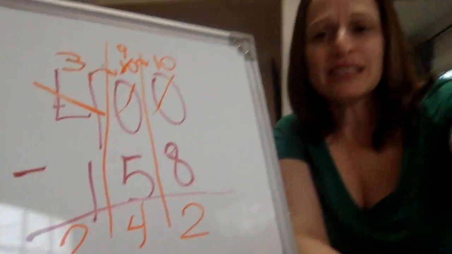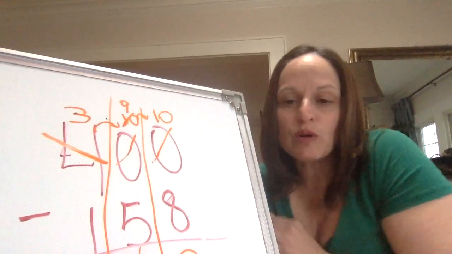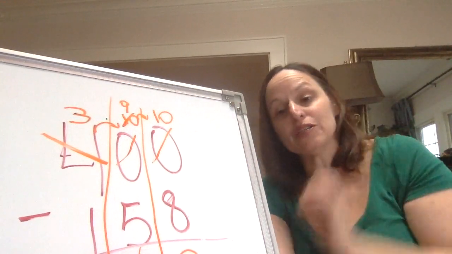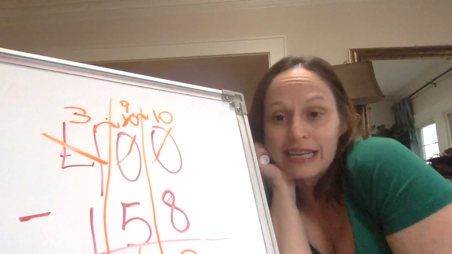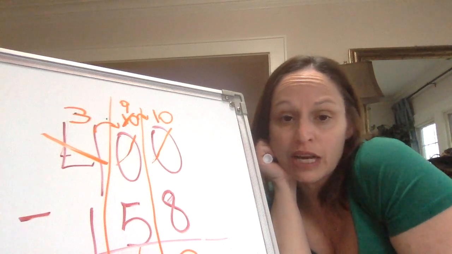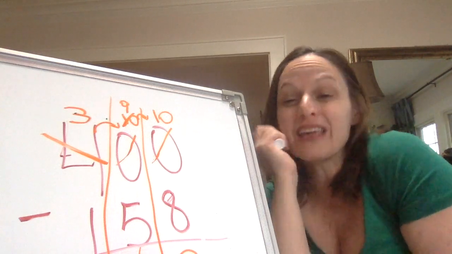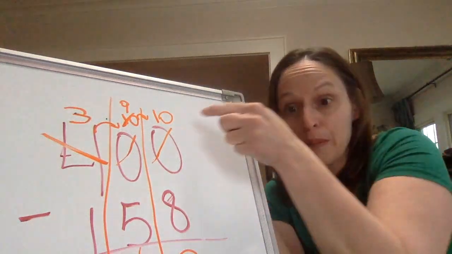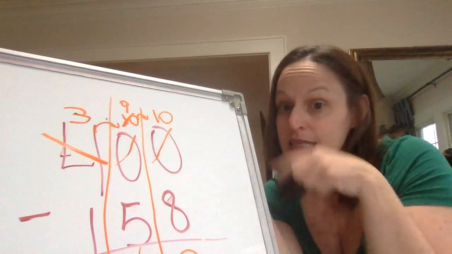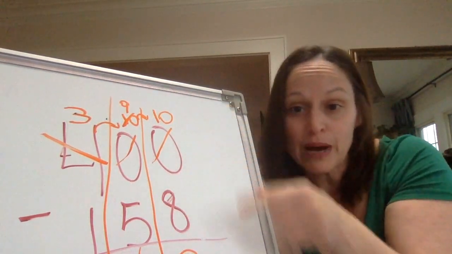So guys, this isn't super complicated. It just requires you to think about the numbers that you're subtracting and to see if you need to borrow or not. But it should be fairly simple if you're thinking about the problem. Remember, top to bottom, top to bottom.